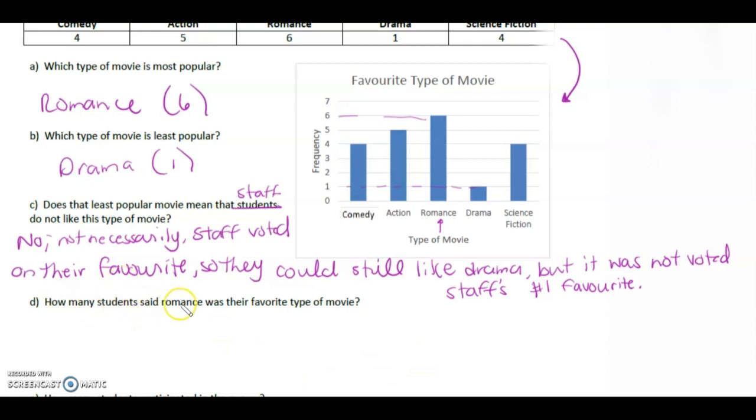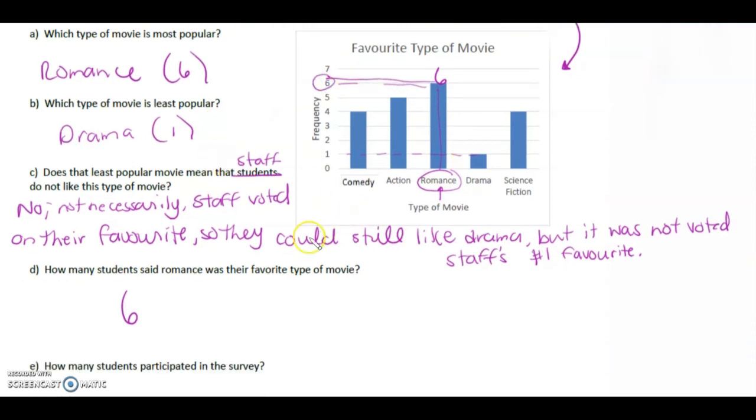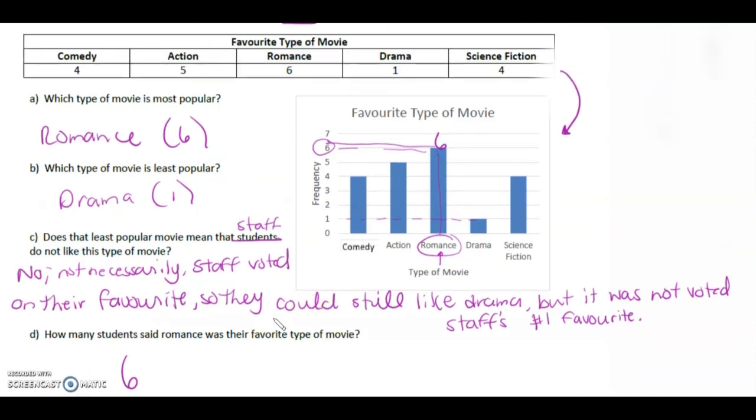Okay, how many students said romance was their favorite type of movie? We kind of already talked about that, 6. You just locate romance, you follow the bar up and then over, and it's 6. And then E asks, how many students participated in the survey? So for comedy, it was 4. For action, it was 5. Romance was 6. Drama was 1. We already did that one. Science fiction is 4.